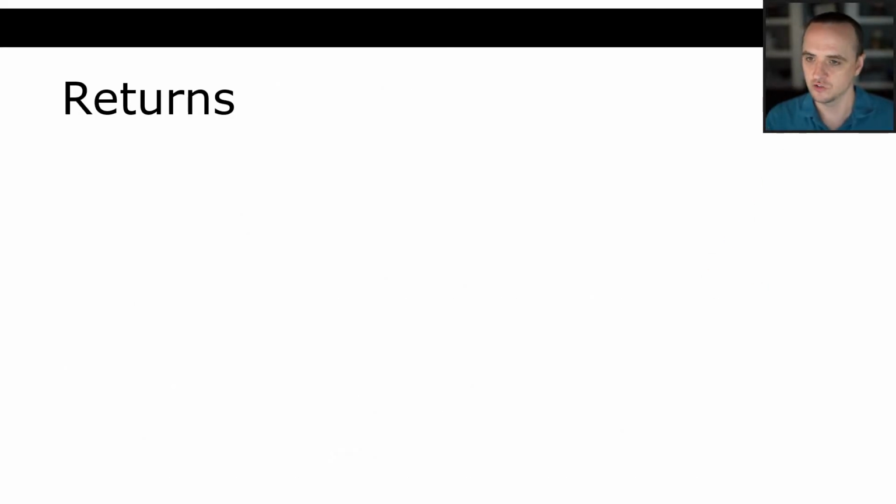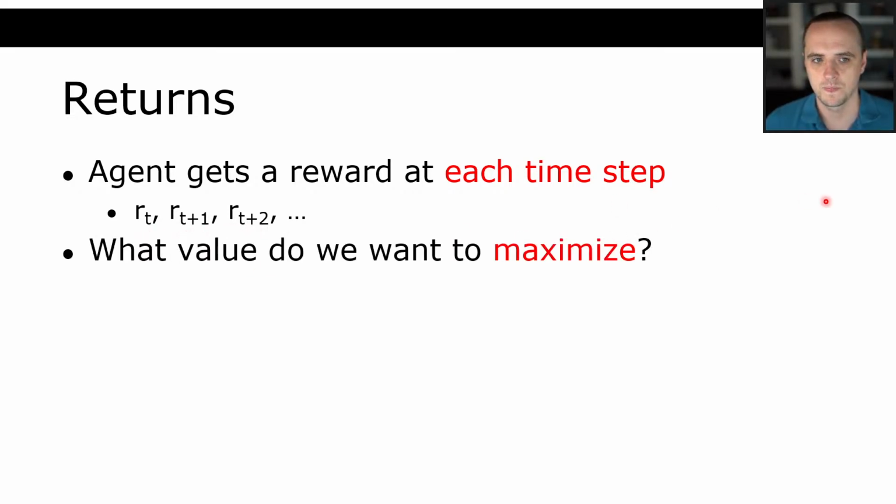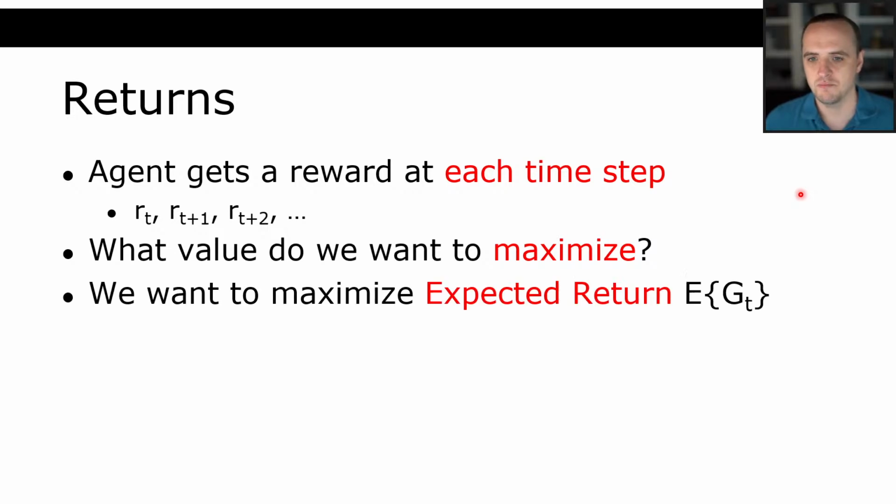Returns. So as I just said, the agent gets a reward at each time step, or t, t+1, t+2. The value that we want to maximize is the expected return. Expected just means the average return, right? Because sometimes we might get different rewards. The rewards are probabilistic. So we may get a reward one time we do something, we may not get the same reward another time we do something.